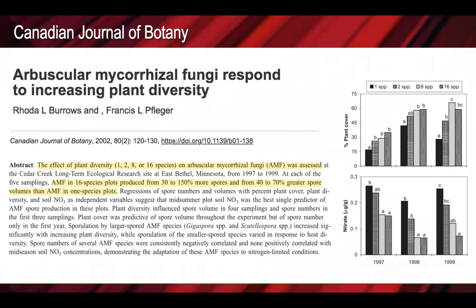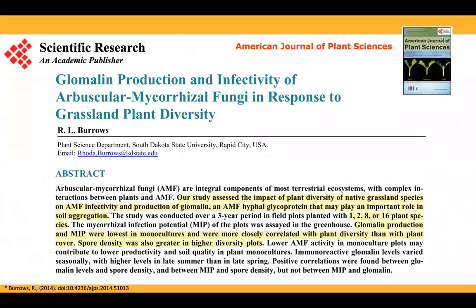And here we have one study looking at the effect of plant diversity, 1, 2, 8, or 16 species, and how they influence mycorrhizal activity. They found that the 16 species plots produced 30 to 150% more spores and 40 to 70% greater spore volume than mycorrhiza in the one species plots. So more diversity equals more mycorrhizal fungal activity.